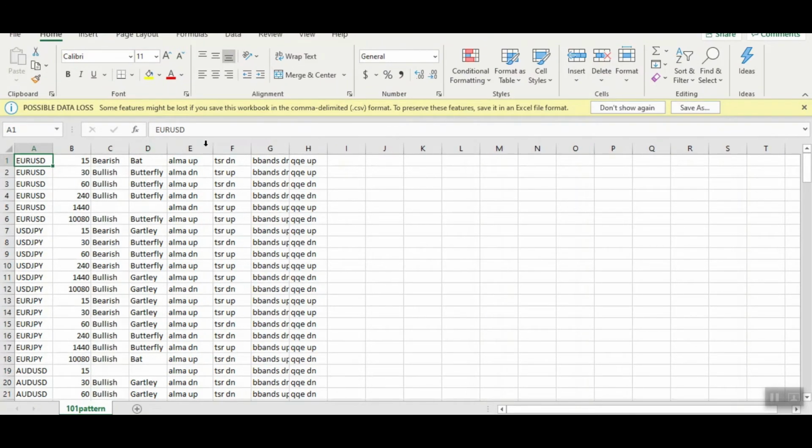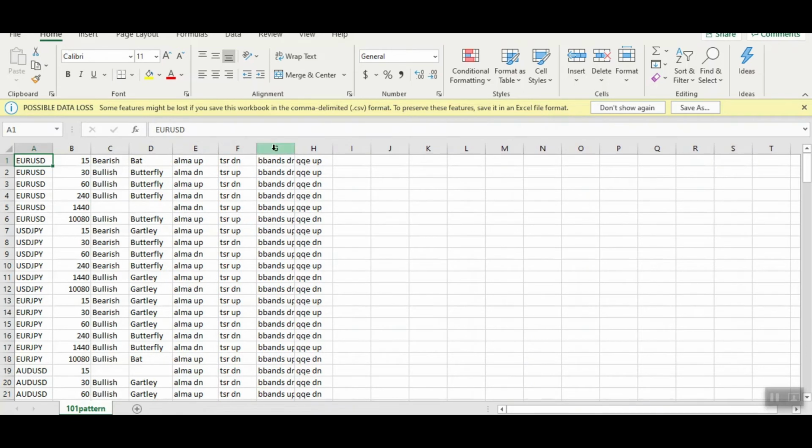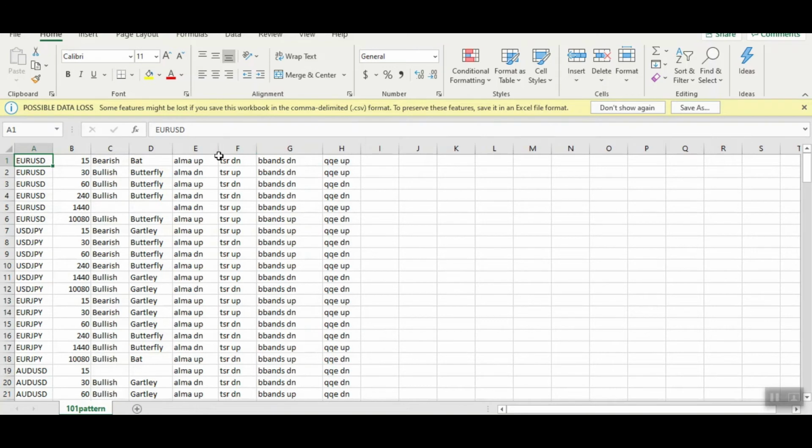Now on this particular one here, I've also coded it to tell me if the ALMA is going up or if the ALMA is going down, or if the TSR is going up. I think it's a TSR 62 or maybe 30, I've forgotten. If it's above the BB bands or if it's below the bands, the QQE, if the QQE is going up or QQE is going down.